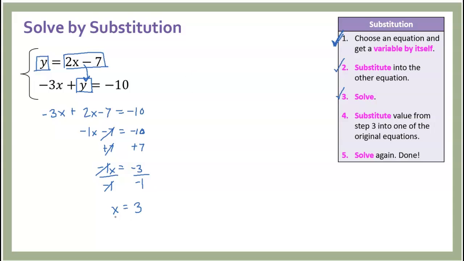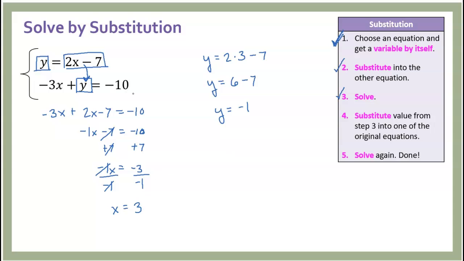So I'm going to take this x equals 3, and plug it back in to one of these original equations. I'm just going to choose the first one. Y equals 2 times, I'm going to put in the value of x, which is 3, minus 7. 2 times 3 minus 7. We can simplify that. That is 6 minus 7, so y is negative 1.